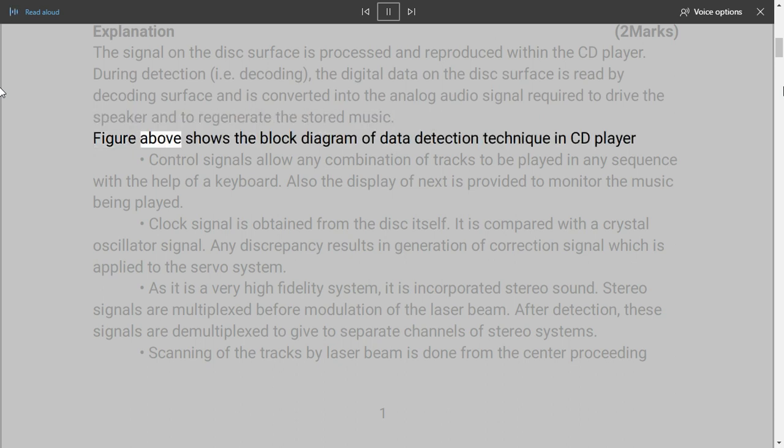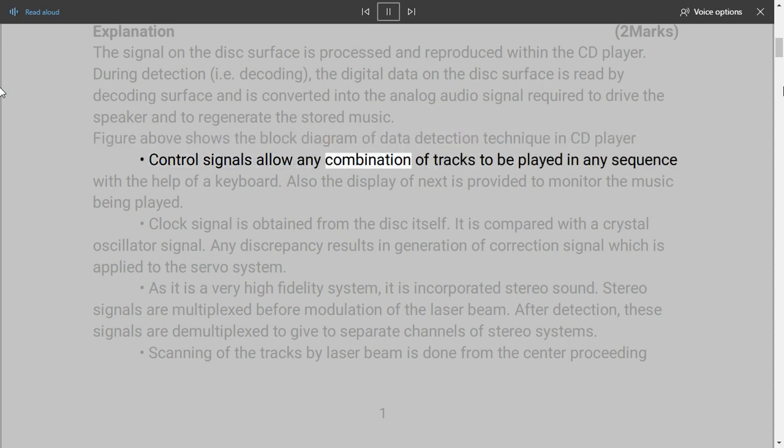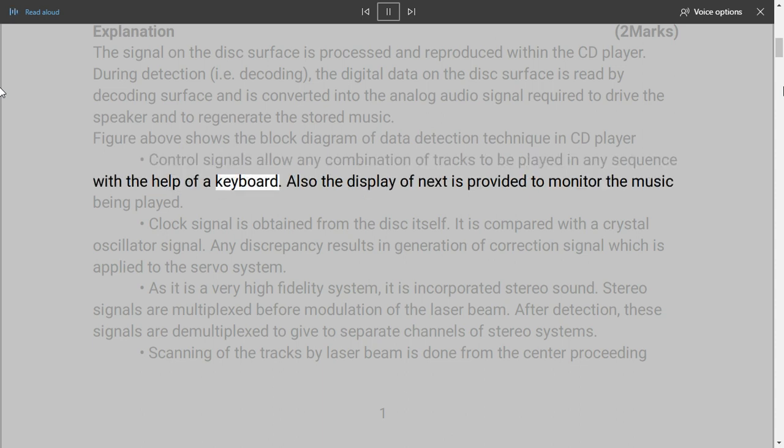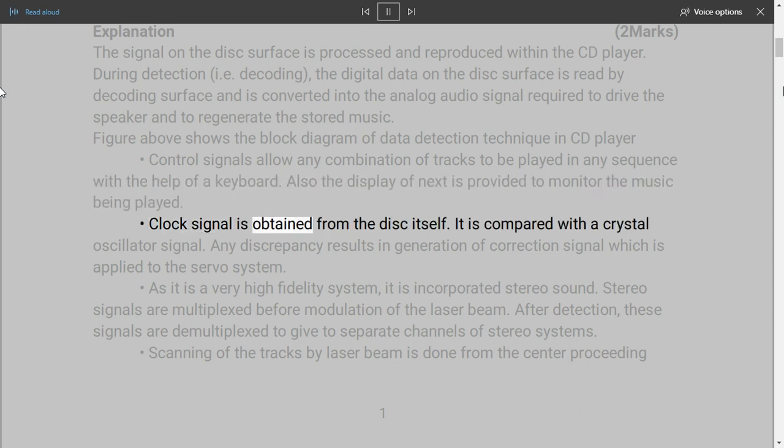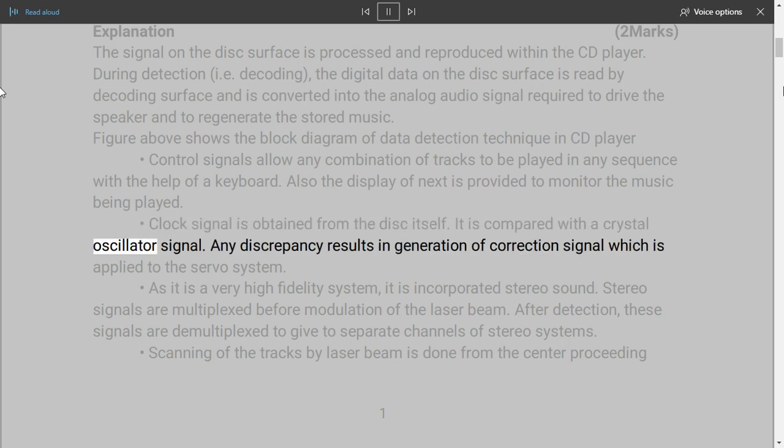Figure above shows the block diagram of data detection technique. In a CD player, control signals allow any combination of tracks to be played in any sequence with the help of a keyboard. Also, a display of tracks is provided to monitor the music being played. Clock signal is obtained from the disc itself. It is compared with a crystal oscillator signal. Any discrepancy results in generation of a correction signal, which is applied to the servo system.